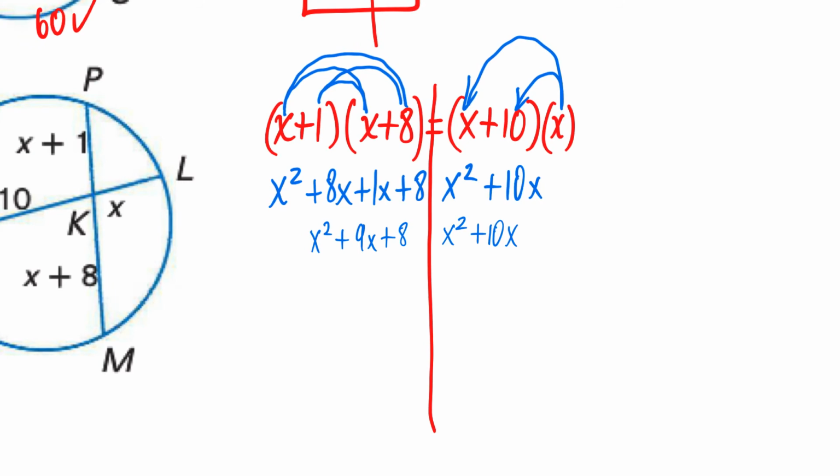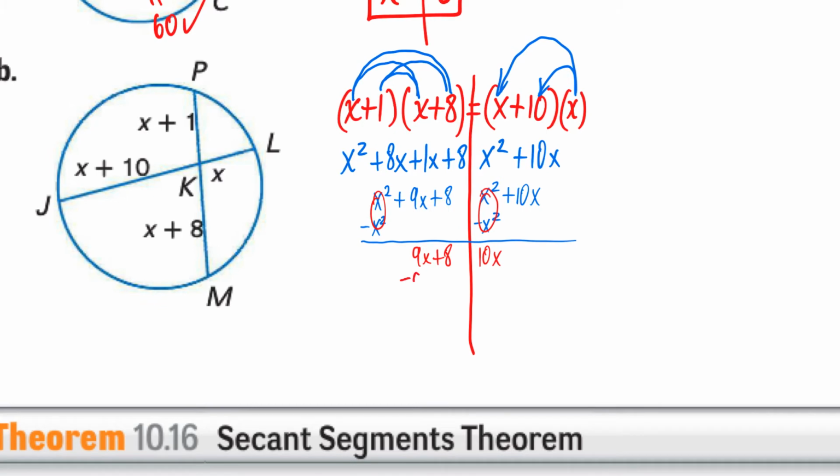Okay, next, we need to get like terms together. So we need to get our x squareds together. I'm going to take x squared from this side, and take x squared from this side. What's going to end up happening there? They cancel out. They cancel to 0. So then that just leaves 9x plus 8 equals 10x. Then what? Minus 9x. So 8 equals x.